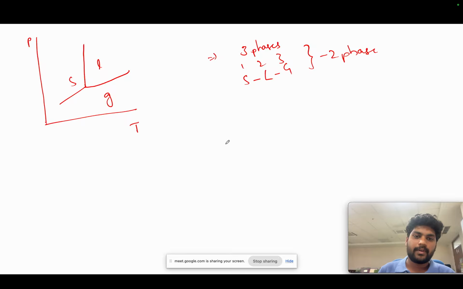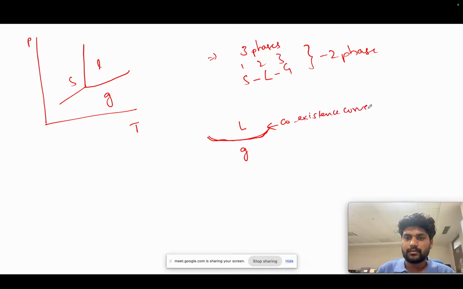Suppose I take the liquid and gas. What does it say? This line is nothing but a coexistence line, a coexistence curve. So on this line, the degrees of freedom will be F equal to... can anyone tell me what the degrees of freedom on this line will be?